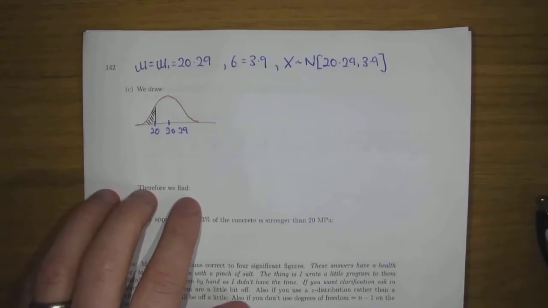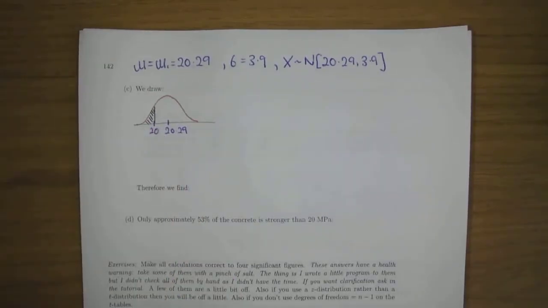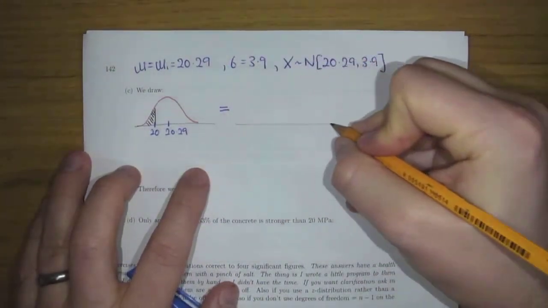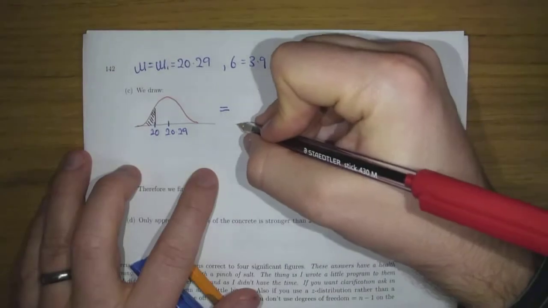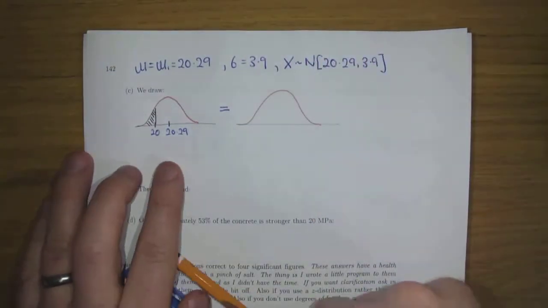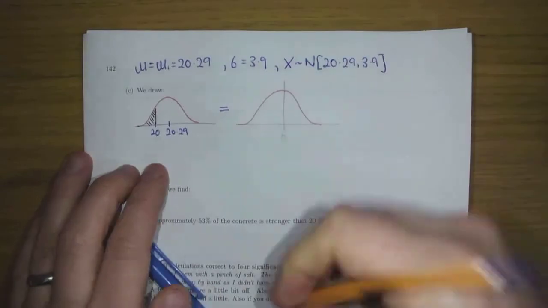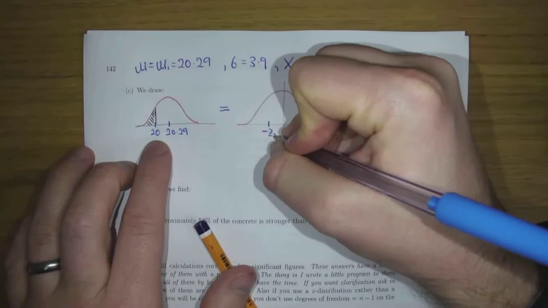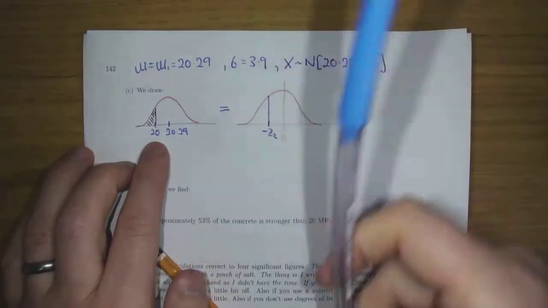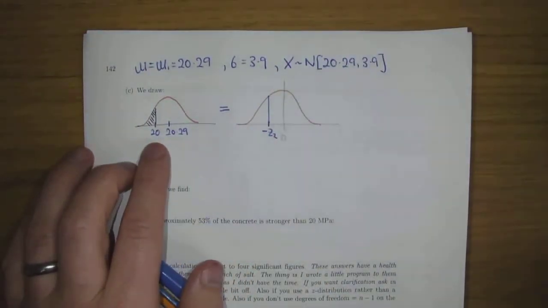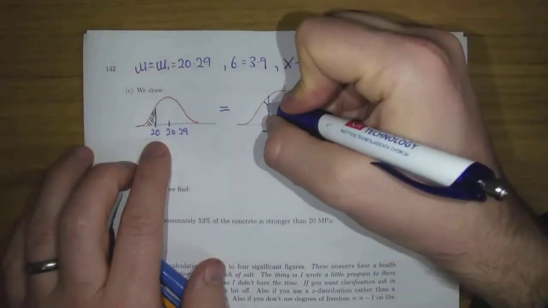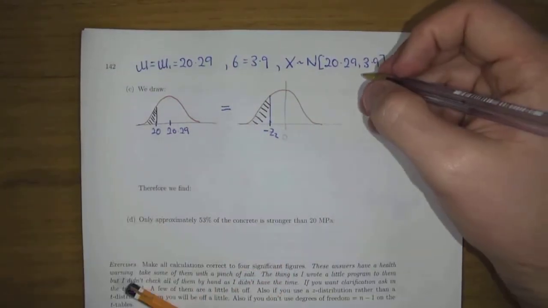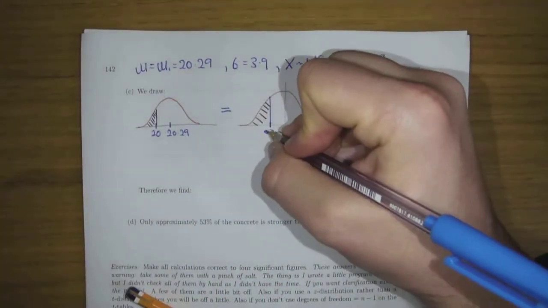As usual, we're looking for this area, so we turn it into a Z picture. And because it's to the left, it's going to be a negative thing. I'm going to call it minus Z2, which we will find in a moment using the transform, and we're looking for this area here. Okay, so let's find this. I'm just going to call it Z2 now.